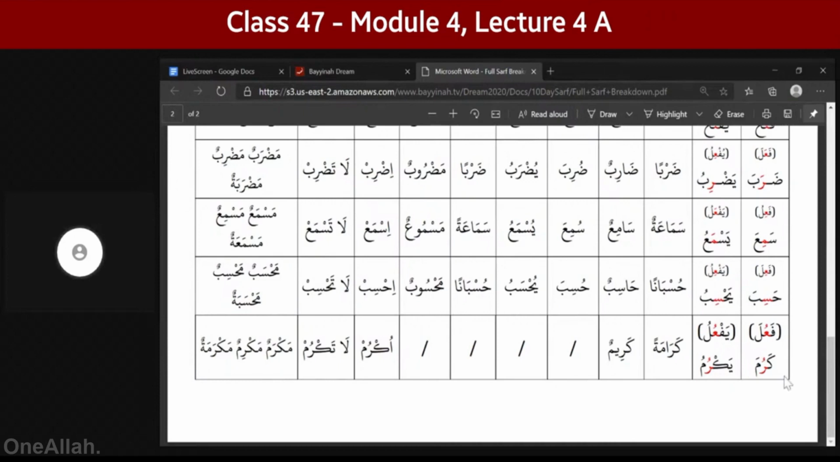And finally, on the pattern of فعل يفعل، كرم يكرم كرامة فهو كريم، الأمر منه أكرم، والنهي عنه لا تكرم، والظرف منه مكرم ومكرم ومكرمة. Why are there three ظرفs? That's just how it is for the small families.